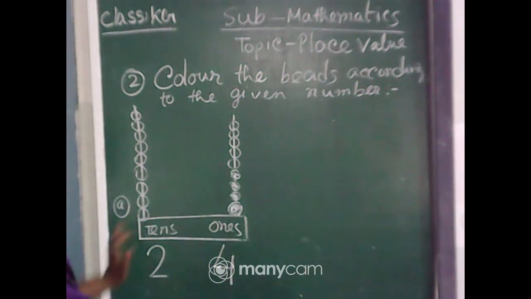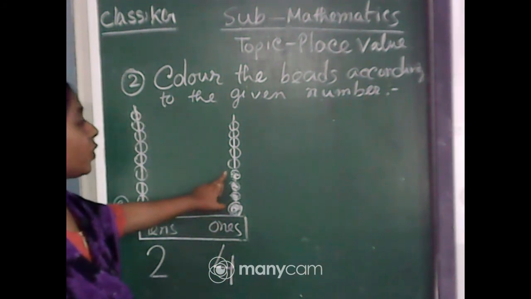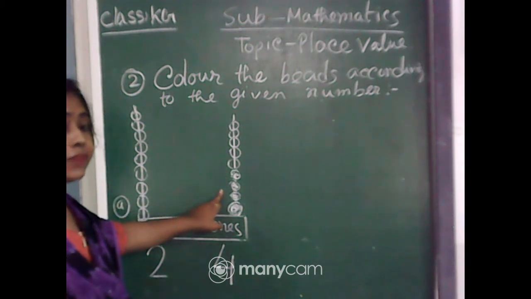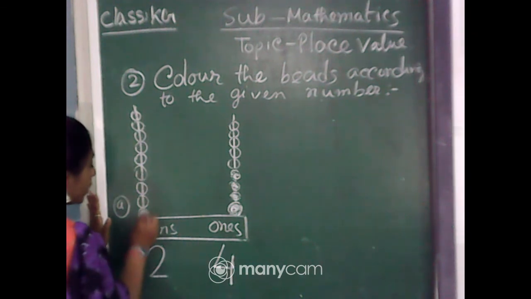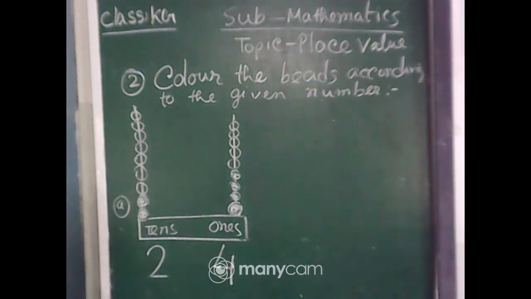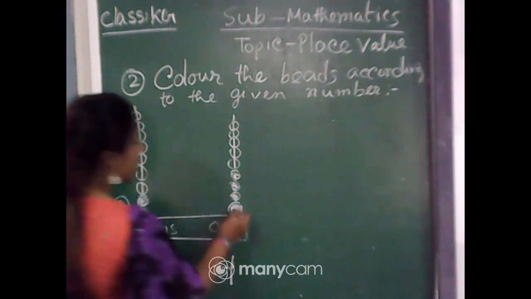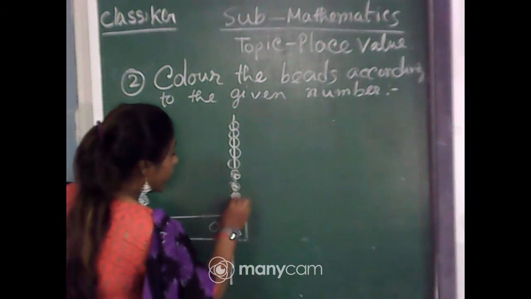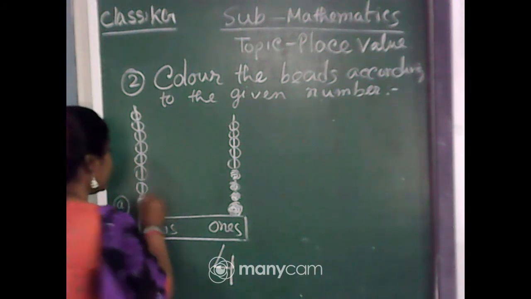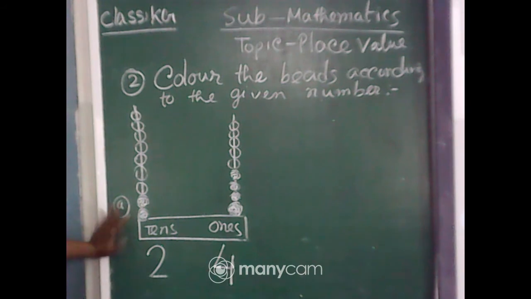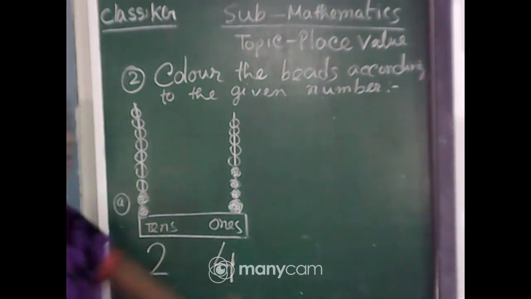See the board properly. 1, 2, 3, 4. Only 4 beads I have colored here. And 2 tens means in the tens column, only 2 beads I have colored here. Only 2 beads. See this? In the ones column 4 beads I have colored, and in the tens column I have colored only 2 beads. Now our answer is correct, that is 2 tens and 4 ones.